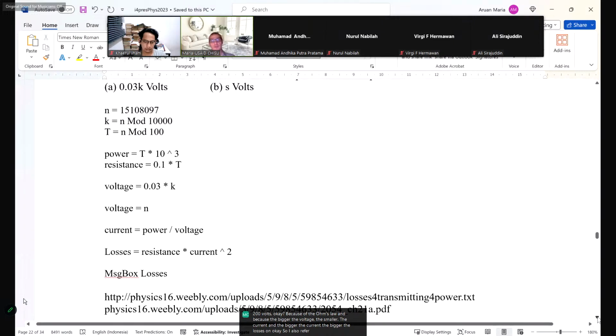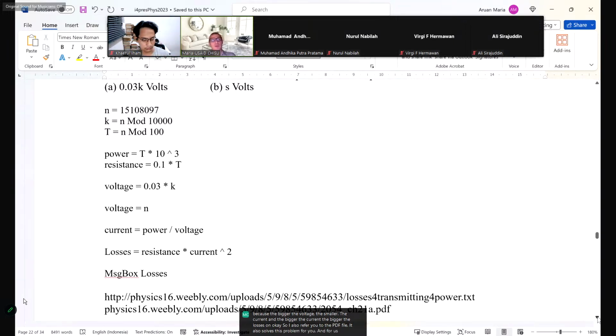So I also refer you to the PDF file. It also solves this problem for you and for us. Okay, so therefore, please understand that it is much better to transmit power at very high voltage and then use transformer to reduce the voltage, because at home we use voltage of about 200 volts, 220 volts, right? Whereas voltage is transmitted at millions, at least hundreds of thousands of volts, okay? Is that clear? Okay, please, questions, comments, anything? Okay.